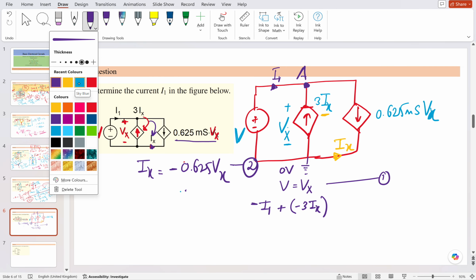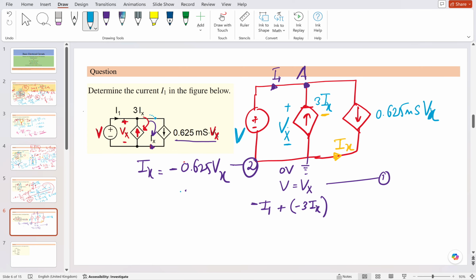Let me point it out. Suppose you see this branch. In the same branch, not in the loop, in the branch itself, the current flowing, Ix, is equal to minus 0.625 Vx. Now applying KCL here: minus I1 minus 3Ix, plus minus Ix is also coming into the node itself.